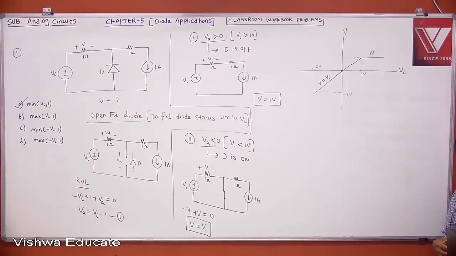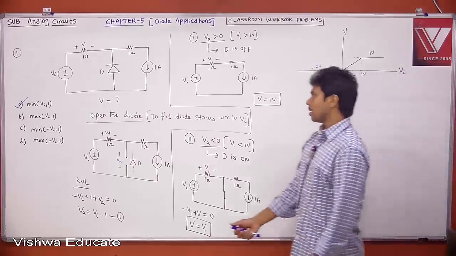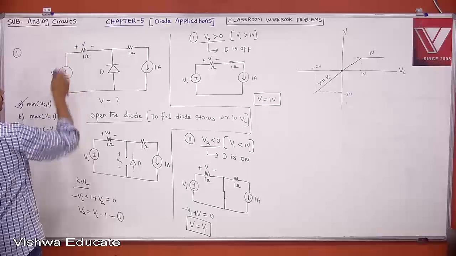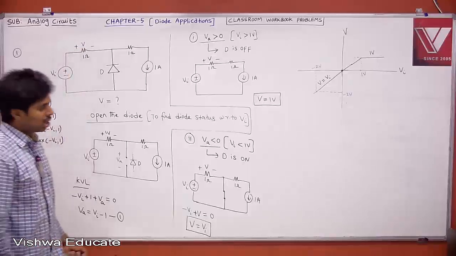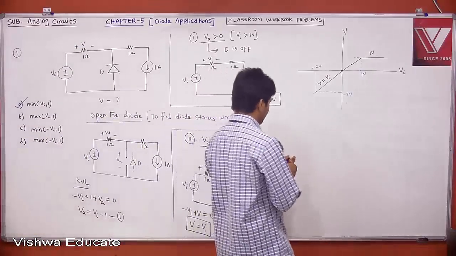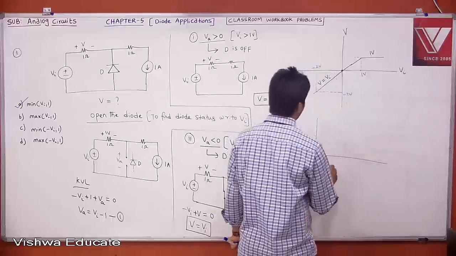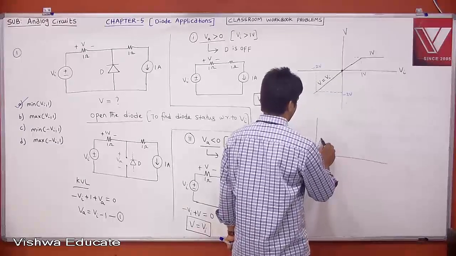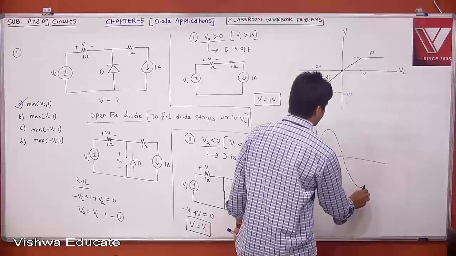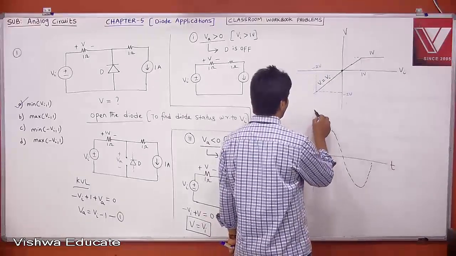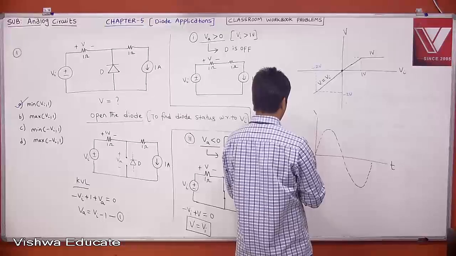Done? Okay. Now let's see, maybe here nothing is given, but I'm asking you, instead of Vi, let us see if there is a sine wave. What is your V, the voltage across the resistor? We can take a sine wave. Let us say this is your Vi, which is a sine wave. Then we want to find what is V.